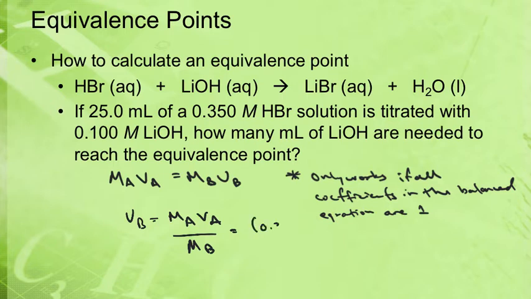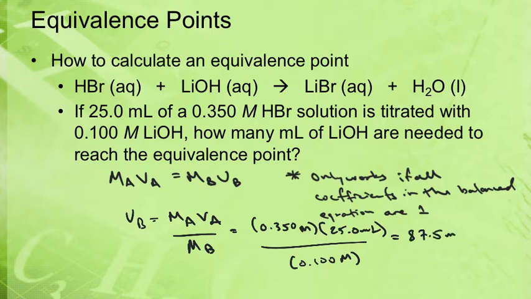Molarity of the acid was 0.350 molar. The volume of the acid is 25.0 milliliters. All divided by the molarity of the base, 0.100 molar. Grabbing a calculator, we got 0.35 times 25 divided by 0.1, and to 3 significant figures we get 87.5 milliliters. So it's a pretty simple calculation. Really, you could do this also with stoichiometry, but this is the shortcut equation to solve this.